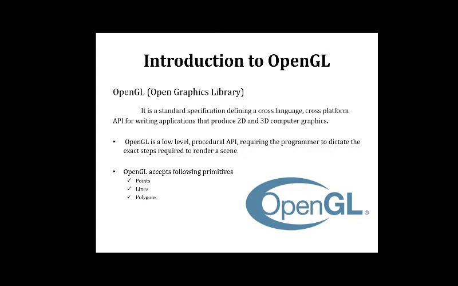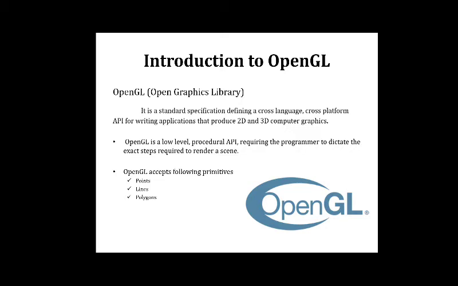So we can say OpenGL is a low-level procedural API. API is nothing but Application Program Interface, which requires the programmer to detect the exact steps required to render a scene. That means whenever you want to create a scene, whatever steps are required are given with OpenGL, to create that particular animation or any particular scene.